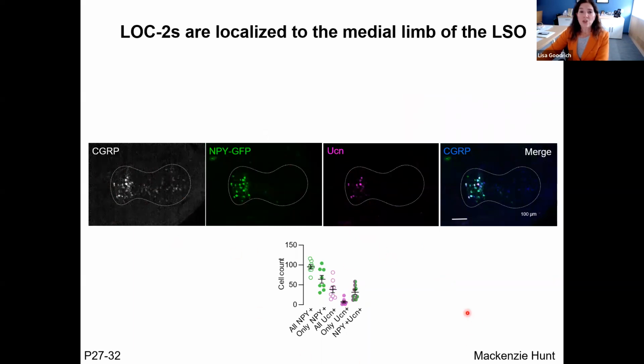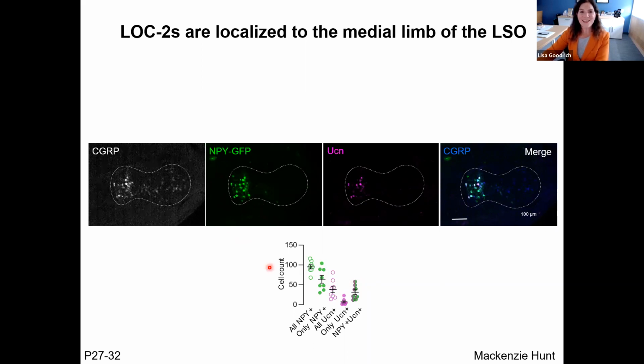This is just a quantification of the overlap of these various peptidergic neurons, showing that the best marker for them is NPY. Almost all of them express NPY. So we wanted to see where these project in the cochlea, and what we can learn about them from their anatomy.